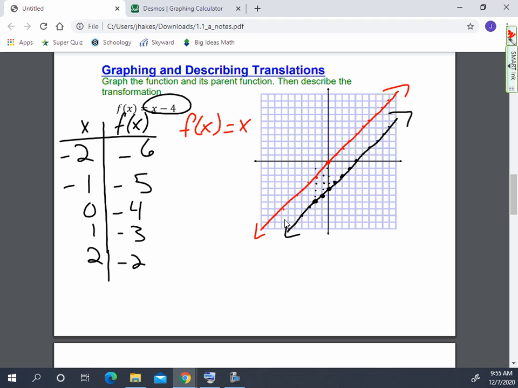There we go. We graphed our parent function and we graphed our new function. Now we have to describe its transformation. Well, did its size change? No, it's still a line. Lines can't really change size. A line goes on forever in both directions.